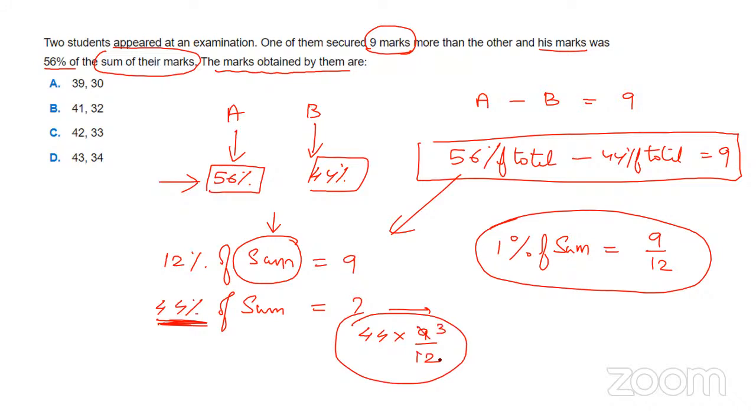Your answer is 3 by 4. Cancelling it out, it's nothing but 11. 11 3s are 33 would be the right answer. So the lowest scoring person will be getting 33. That means the other person is getting 9 marks more, right? So your answer should be 33 plus 9, which is going to be 42. Your answer is nothing but 33 and 42. Option C would be the right answer in this case.